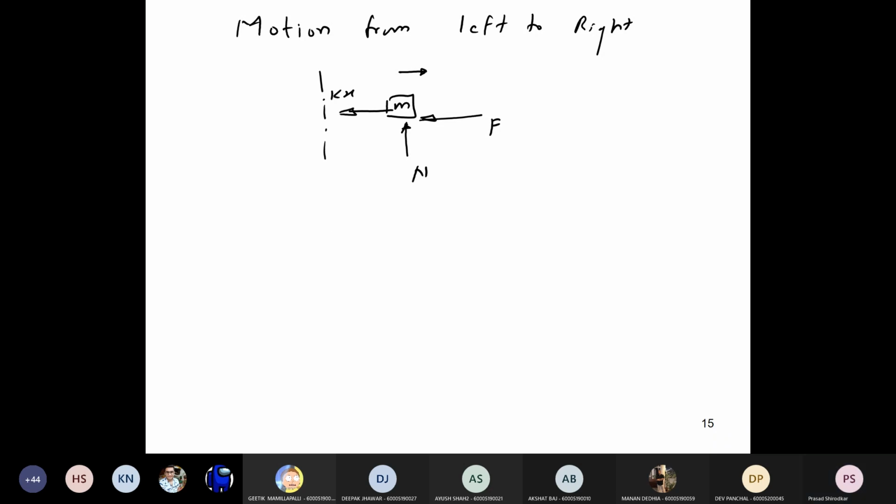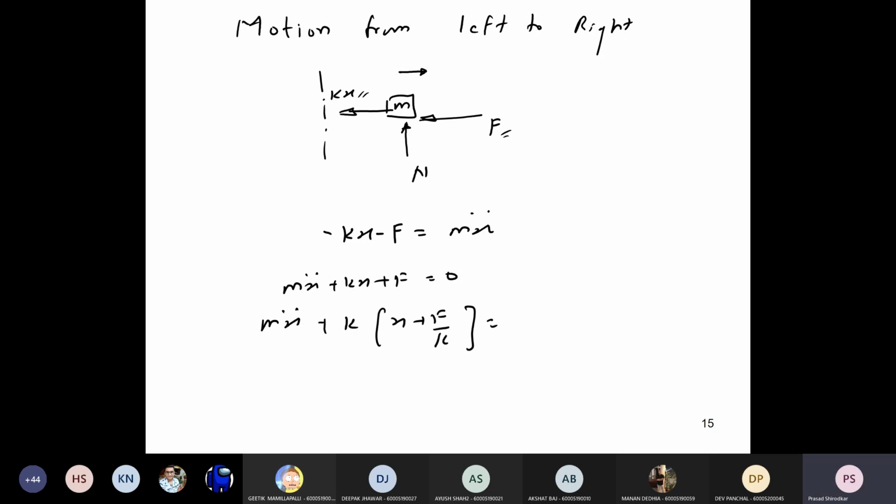Now our governing differential equation is what? Minus kx is equal to m x double dot in absence of friction. Now here friction and kx are aligned, so I will write minus f instead of plus f because both are in the same direction. Or I can write m x double dot plus kx plus f is equal to 0, or m x double dot plus k into (x plus f by k) is equal to 0. Or let x plus f by k be equal to y, and I can differentiate this and write m y double dot plus ky is equal to 0.